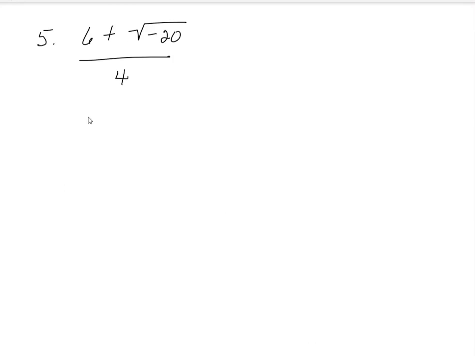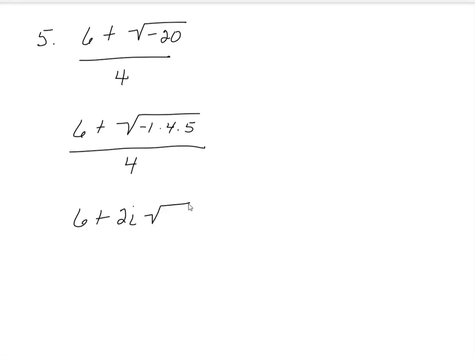All right, problem 5. The first thing I need to do here is to simplify this radical. And I can rewrite that negative 20 is negative 1 times 4 times 5, and all of that is divided by 4. The square root of negative 1 is i. The square root of 4 is 2. Skipping a step in here. And all of that is divided by 4.